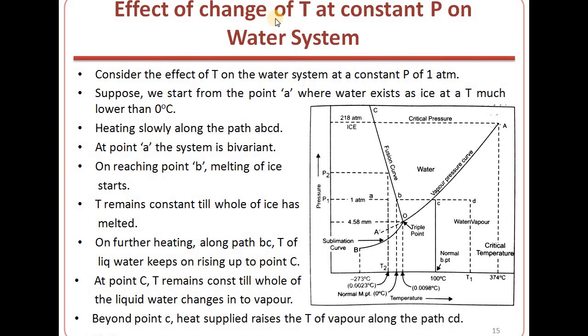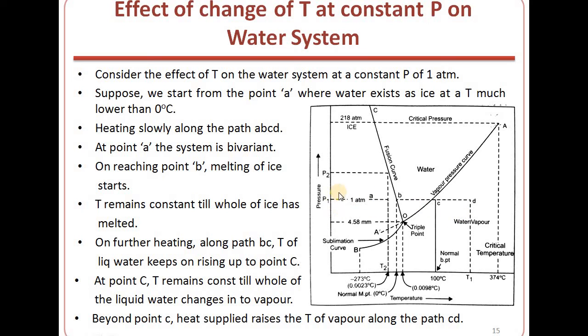Now next is the effect of change of temperature at constant pressure on the water system. When we vary the temperature at constant pressure, what happens? Consider the effect of temperature on the water system at a constant pressure of 1 atmosphere. We have kept the pressure constant at 1 atmosphere, and now we are observing the effect of temperature. Suppose we start from point A, where water exists as ice at a temperature much lower than 0 degrees Celsius. We heat slowly along the path ABCD, increasing the temperature.